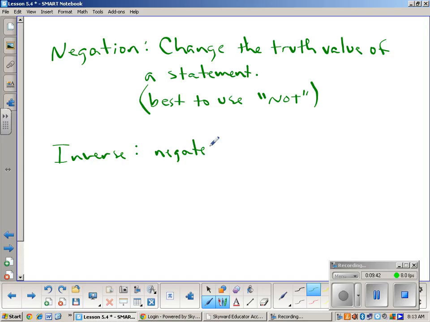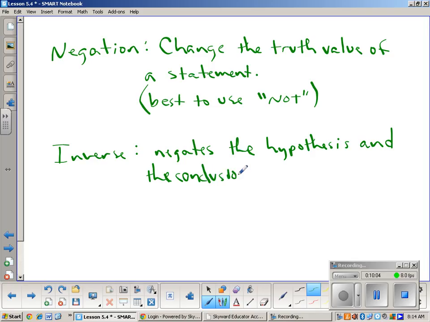The inverse negates the hypothesis and the conclusion of a conditional. The inverse negates the hypothesis and the conclusion of a conditional.